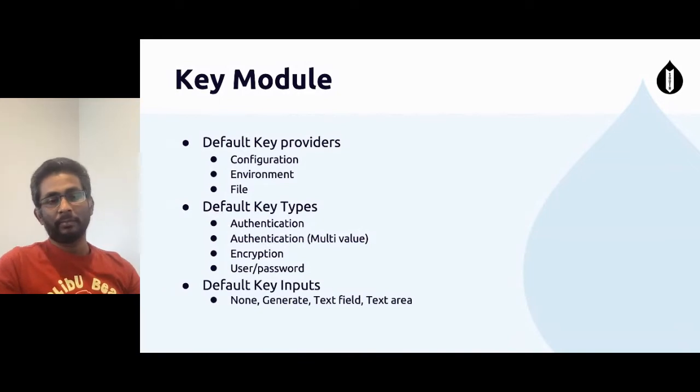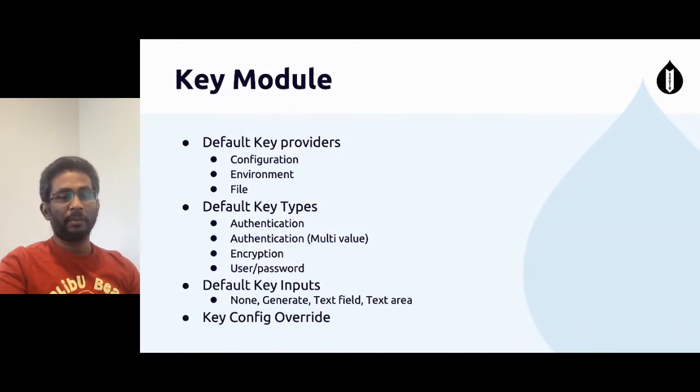And then the other is providing key inputs. According to these key providers and key types, it's offering a few types of key inputs. One is none. For example, if you selected the key provider file, you don't need to input any keys because it's a file selection from your server space or somewhere. So you can select none, or else if you are generating an encrypt key, you can select generate, and then you can select text field if you are adding a username or password and things like that. And finally, text area for multiple values.